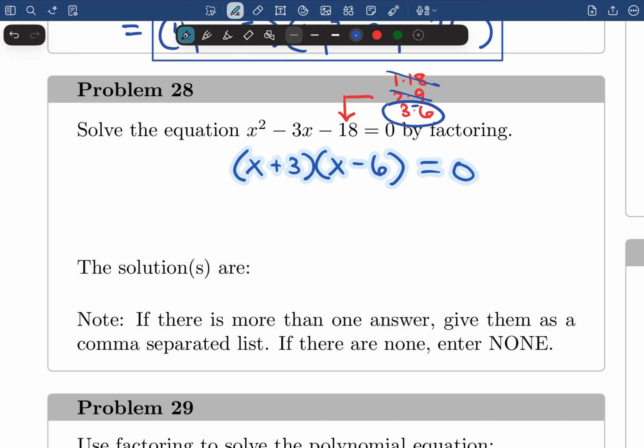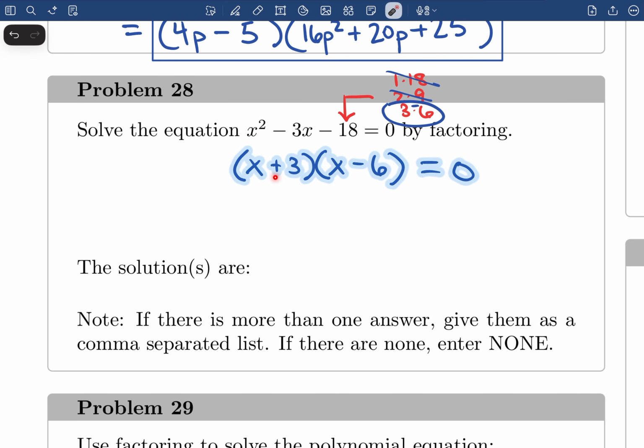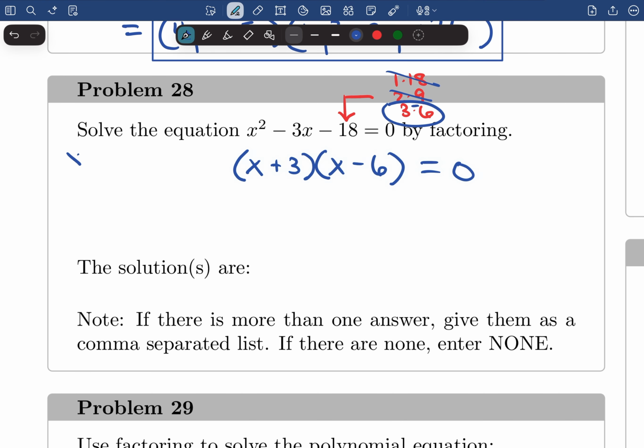So now I'm going to proceed and solve. Now the zero product property says that if this times this equals 0, then that means this must equal 0, or this must equal 0, or both of them equal 0, right? So that's the zero product property. It is just saying that any one of these factors could be equal to 0 or both of them. And so to solve this, I'm going to take each piece, like the x plus 3, and set it equal to 0, and the x minus 6, and set it equal to 0, and I'm going to solve each of these small linear equations for x. So in the first case, I subtract 3 from left to right.